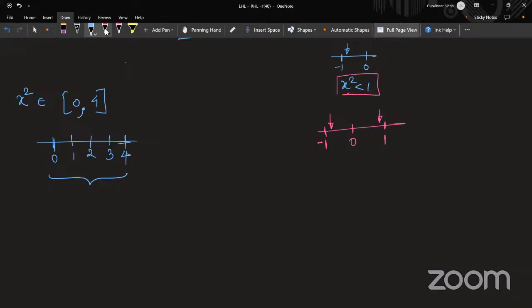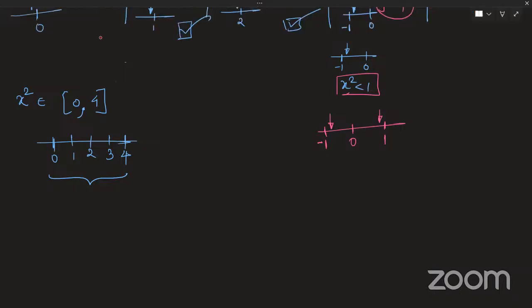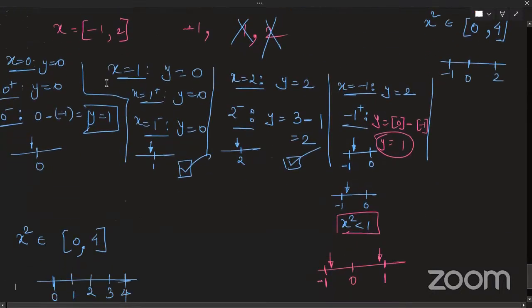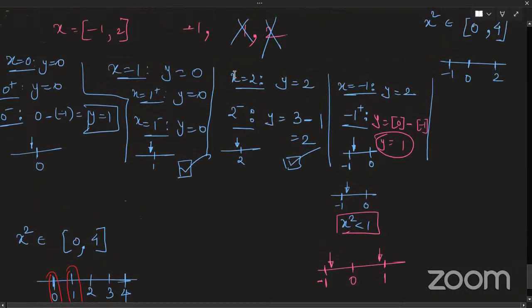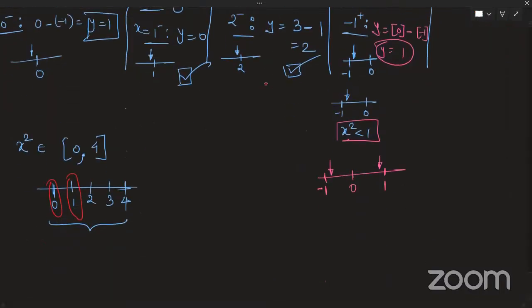Out of these points, we have already checked a few. Can you tell me which of these we have already checked? Just look back. 0 we have checked, 1 we have checked. Have we checked 2? No, we have not checked 2. We have checked for x is equal to 2, not x square is equal to 2. So we have checked for x square equal to 4. These are the values of x square. So two values are remaining.